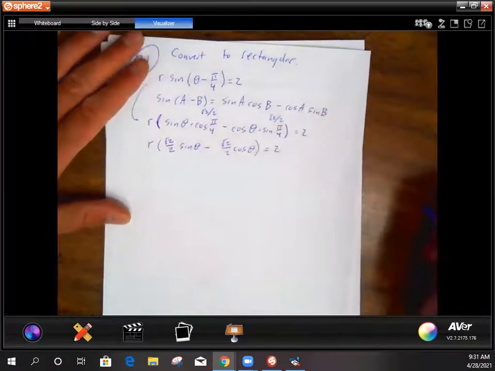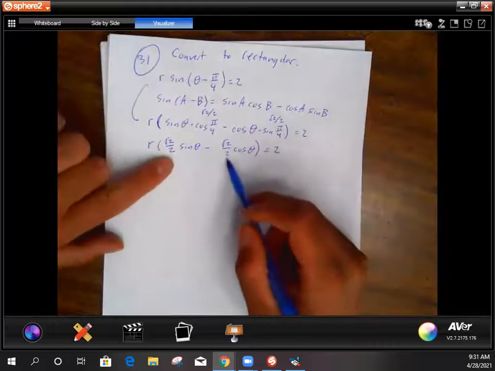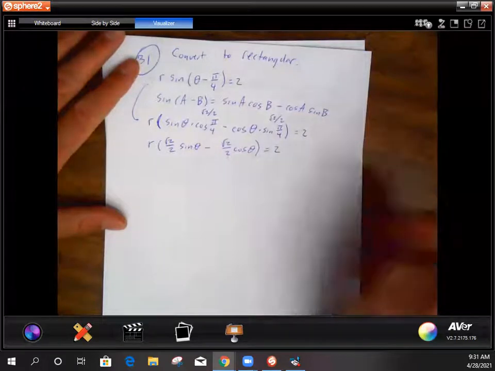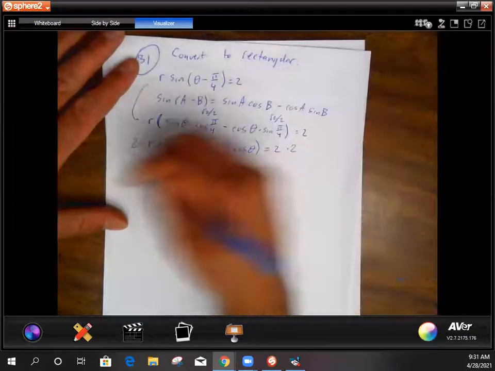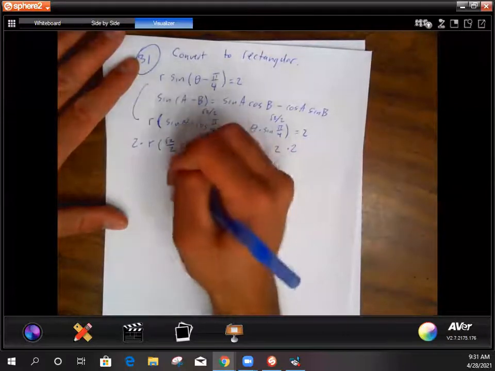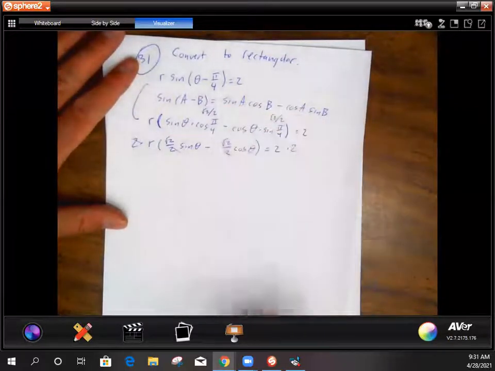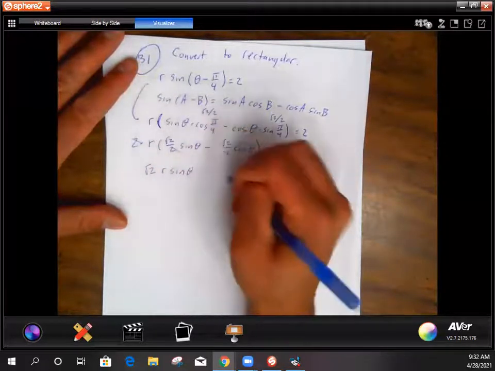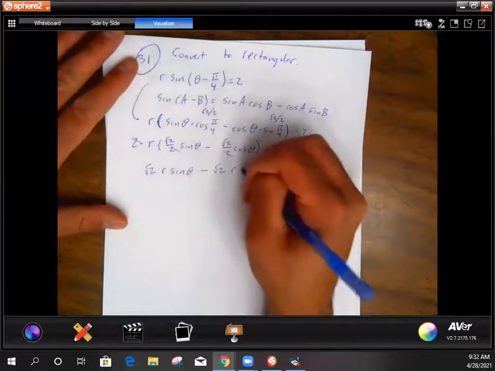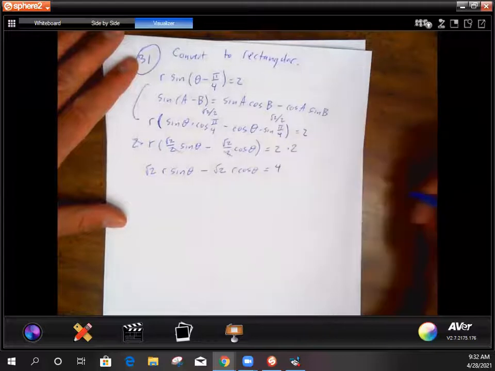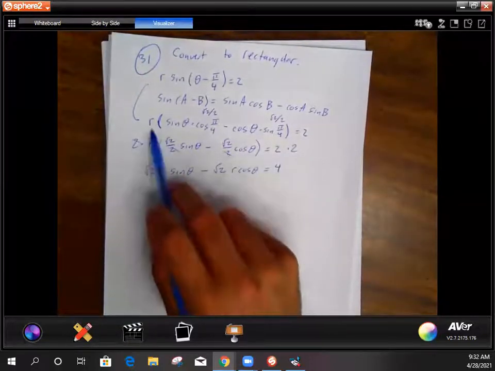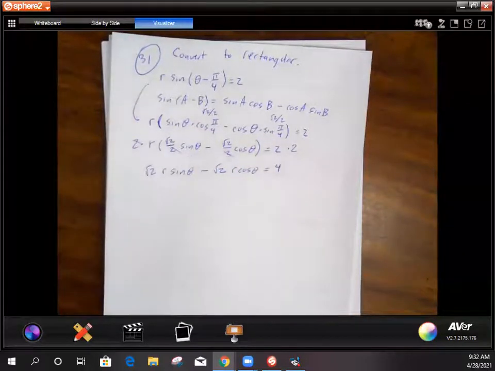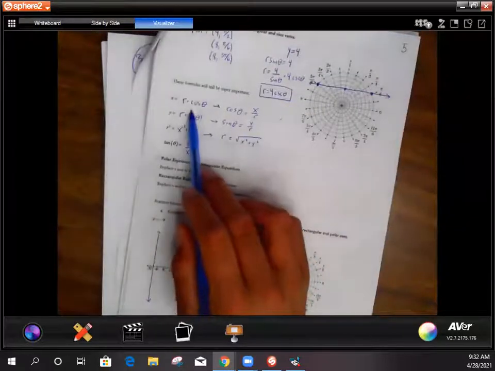And then, fractions really get on my nerves, so I get rid of them by multiplying by denominators. So if we multiply both sides by 2 and distribute, and we can distribute the r as well. All right, then this will cancel and that'll cancel. So we get root 2 r sine theta minus root 2 r cosine theta equals 4. And so whenever you have an r outside parentheses with some trig functions in there, you definitely want to distribute it, because again, when we have r with cosine, we could sub in x.